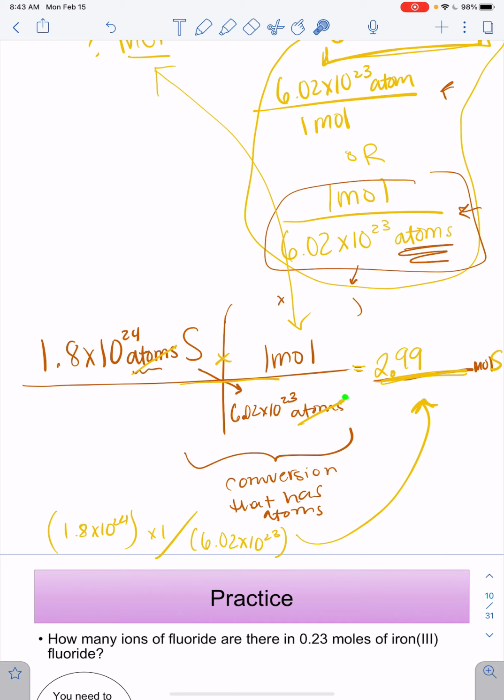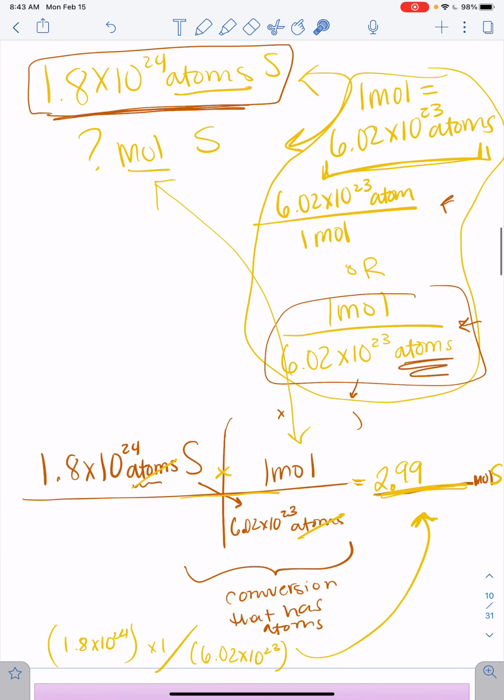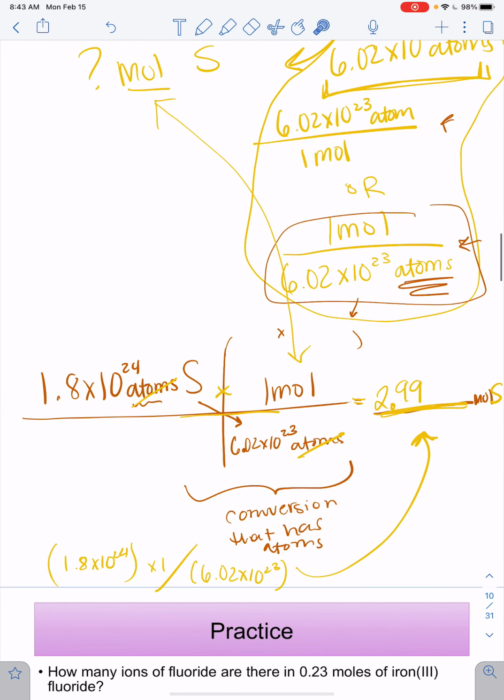I put atoms on bottom so that atoms would cancel, and that gives me moles on top. I put 6.02 times 10 to the 23rd with atoms because that's where it goes. It goes with atoms, okay? And 1 goes with mole because mole is the bigger unit. You're always going to put 1 with the bigger unit, which is mole. Normally, you're going to put 1 with mole anyways, so you can just keep that in mind.